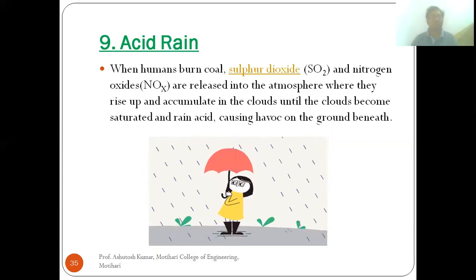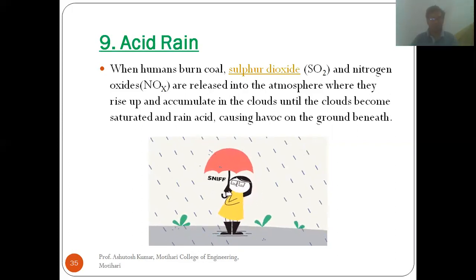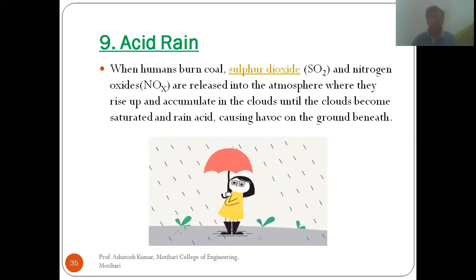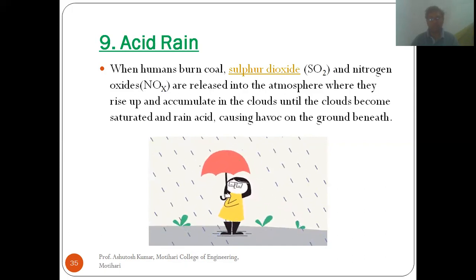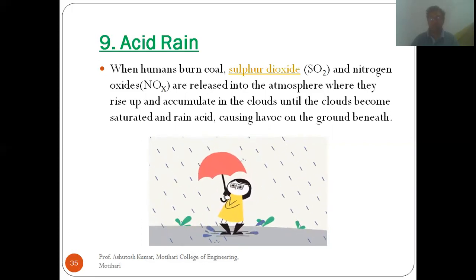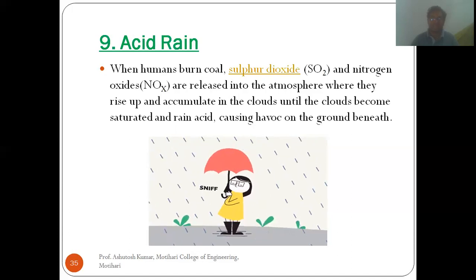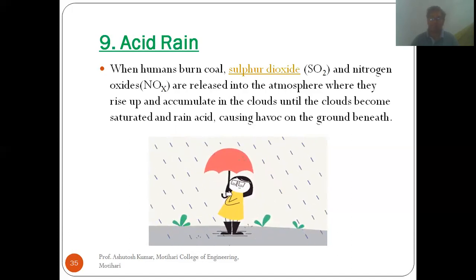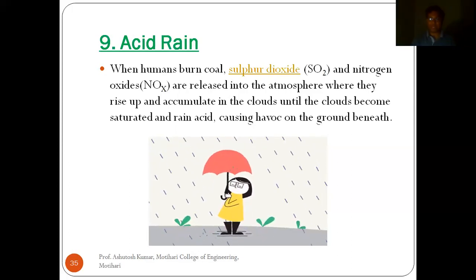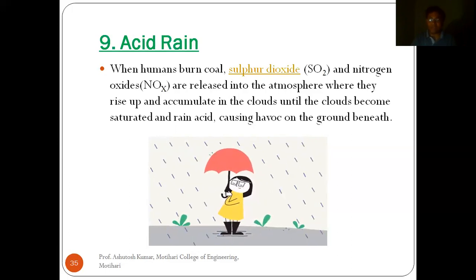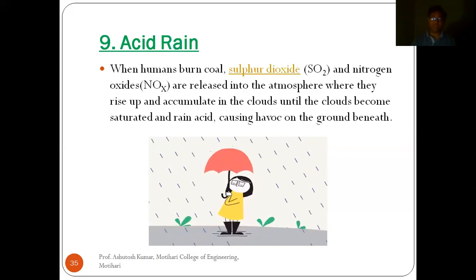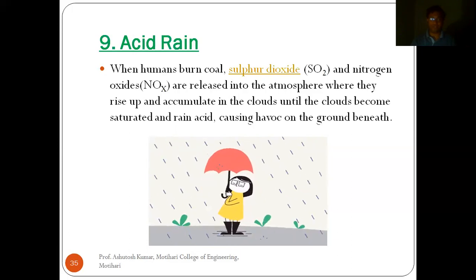So we burn coal, like in a power plant, where coal is burned to produce electricity. Due to the burning of coal, sulfur dioxide SO2 and nitrogen oxide NOx are released into the atmosphere, where they rise up. All these pollutants go into the atmosphere and accumulate in the clouds until the clouds become saturated and rain acid. So this is also a very major cause of human impact on the environment.